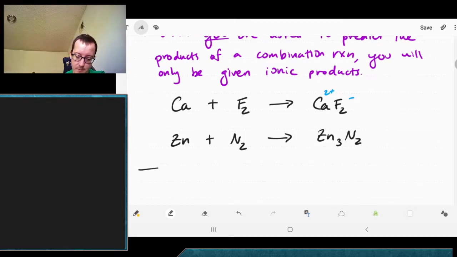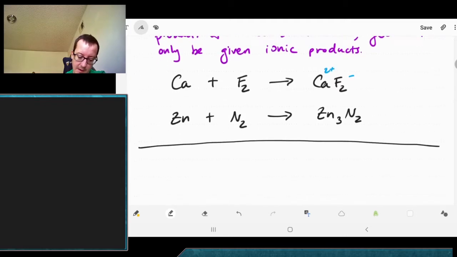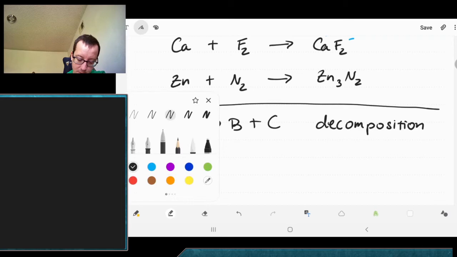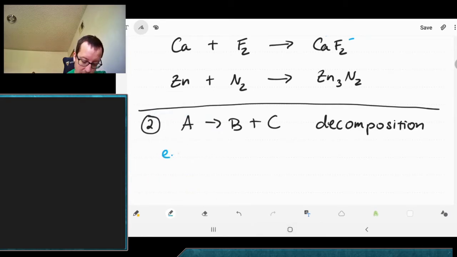Alrighty. In that case, let's go ahead and look at our second reaction type, which is going to be the opposite. This is called a decomposition reaction, where we're going to take something and it's going to break down. Let's have some examples.